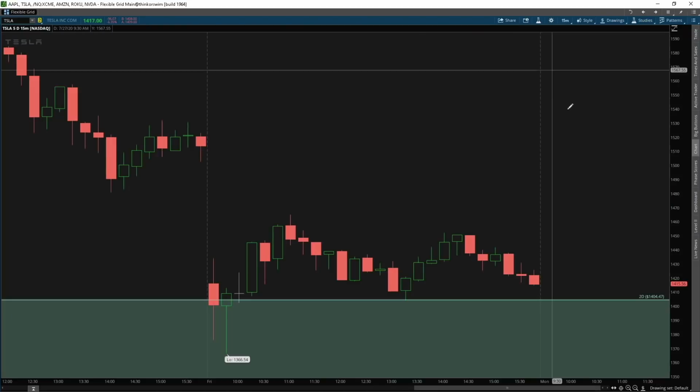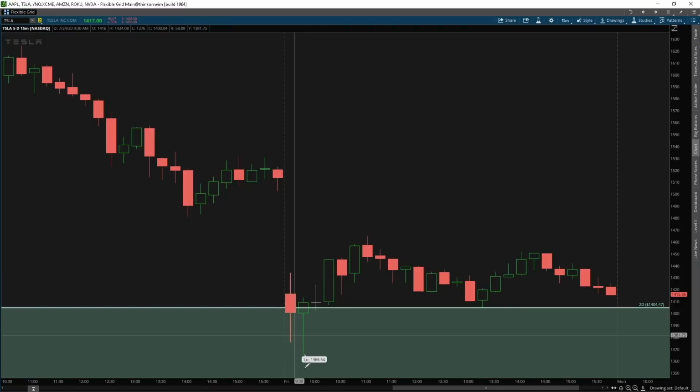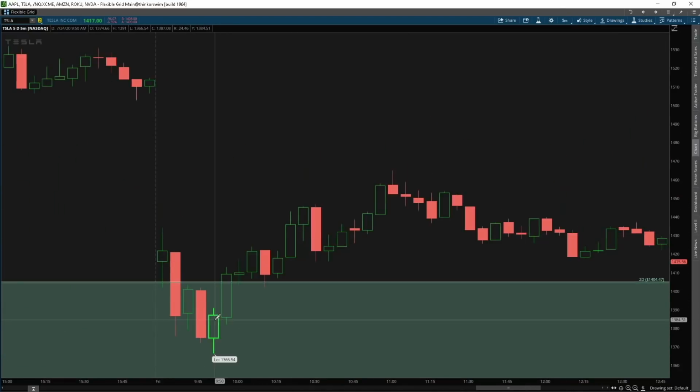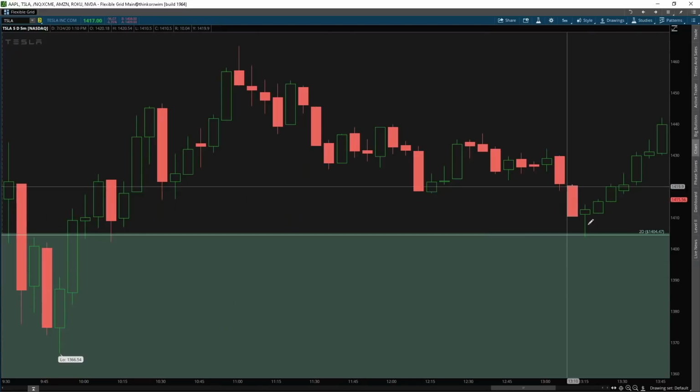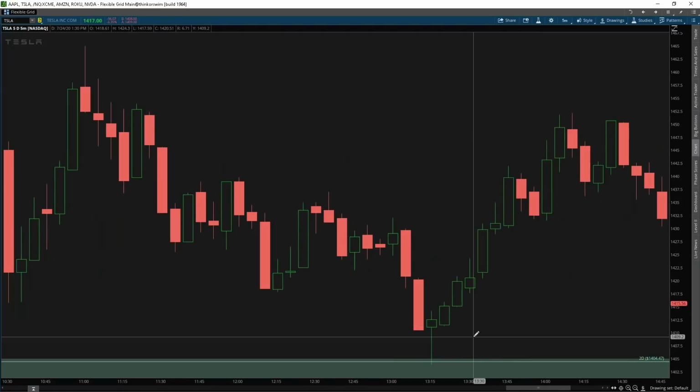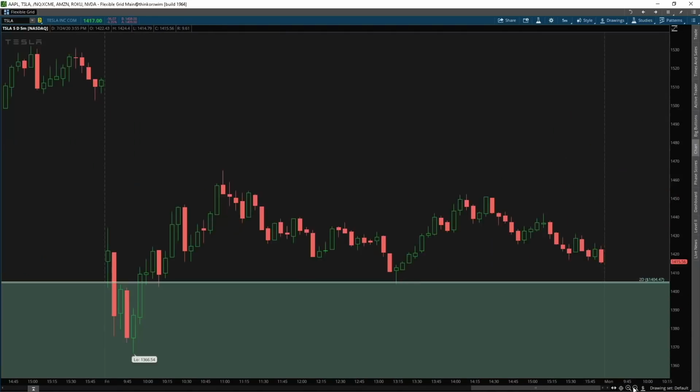If I go to a 15-minute, we hit the demand the first time today. We had nice lower wicks. This is a trade that you should have taken off of this demand zone. Go to a 5-minute, it's going to look completely different. But then towards the afternoon, we bounced off of this zone perfectly, and we rallied 40-something points.